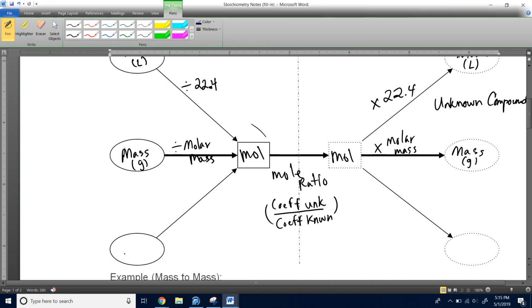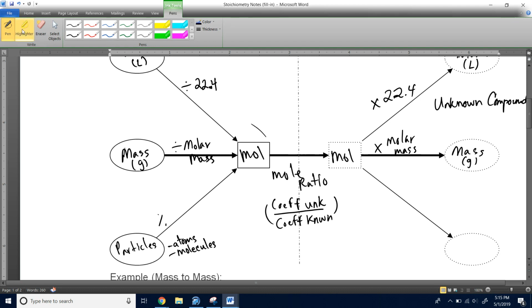All right, and the last one that we'll be working with is particles. So that accounts for our atoms and our molecules. Now, the operation that we're going to have to do is, again, divide.